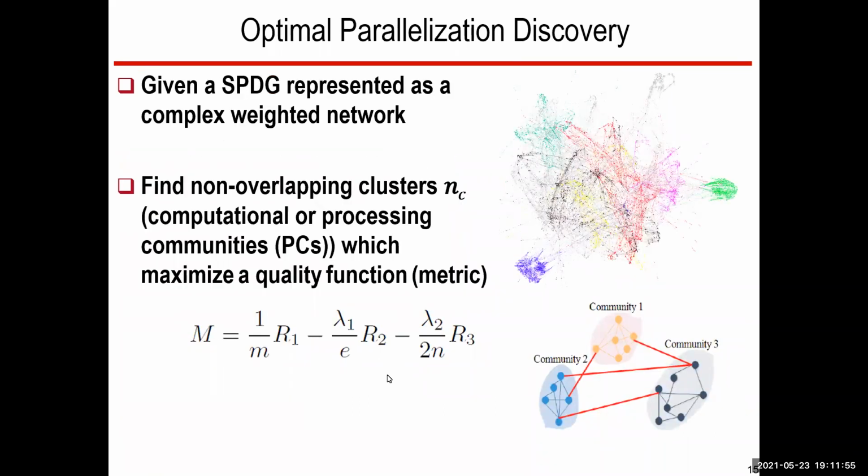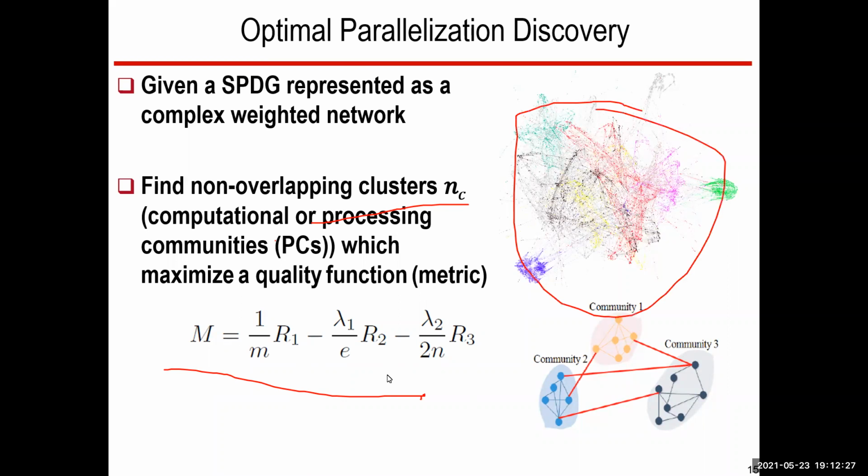Let's take a look at the optimization model used in optimal parallelism discovery. Given a SPDG represented as a complex weighted network, we want to find non-overlapping clusters. These can be computational or processing communities, which maximize a quality function, as you can see before. Basically, we want to partition the graph maybe into the following community graph.